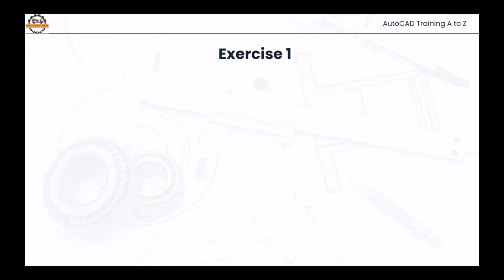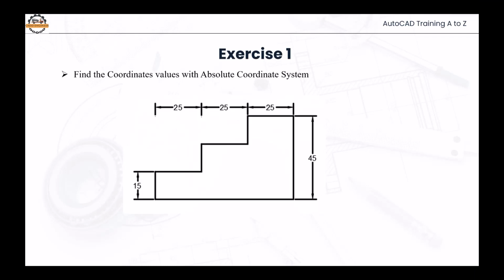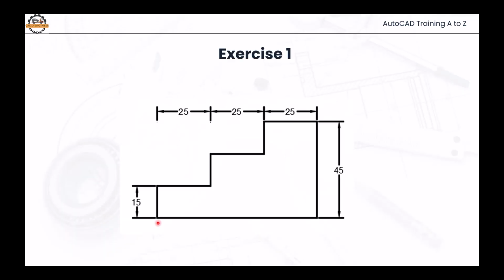Next we are going to see exercise 1. We'll find the coordinate values with the absolute coordinate system to solve this exercise. Let's see how to solve it. In this exercise, we are considering this point to be the origin point. So the value of this point will be 0, 0.